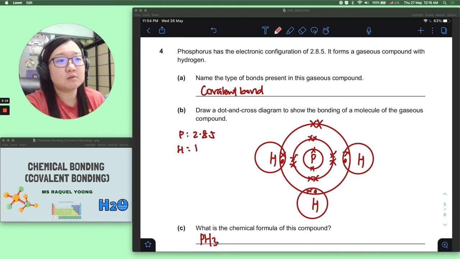The last part of this question, what is the chemical formula of this compound? PH3. Okay, so that would conclude our chemical bonding worksheet 2.